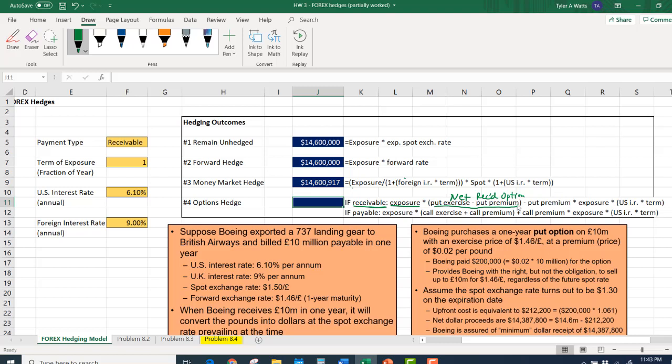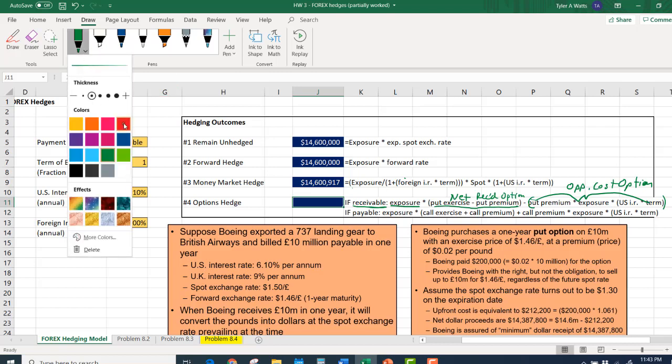Okay, and then we're going to subtract from that the put premium times the exposure times the US interest rate times the investment term, and all of this over here is going to represent the opportunity cost of the option. So what we give up by the amount shelled out for the option, basically what we could have gotten if we had invested that domestically. Okay, so that's actually not too complicated.